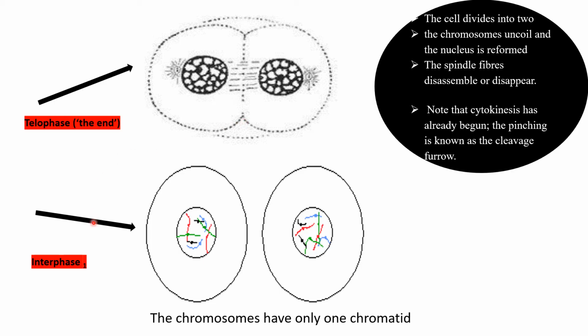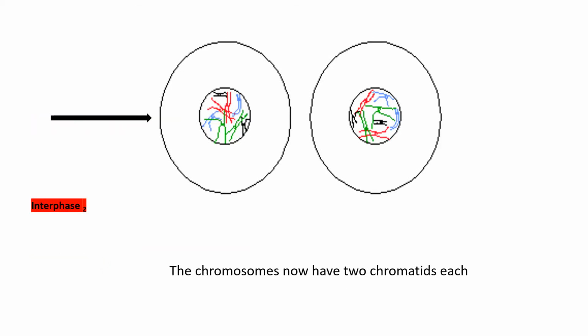After telophase comes interphase 1. During this phase, the chromosomes have only 1 chromatid. Then interphase 2, the chromosomes now have 2 chromatids each.